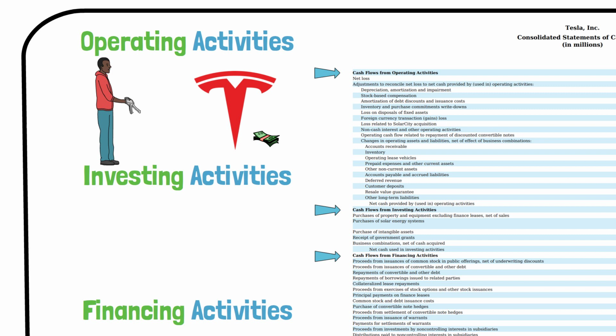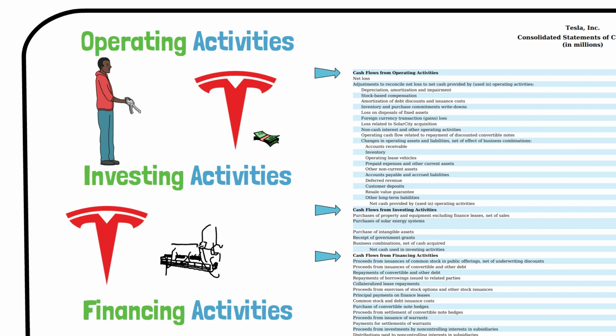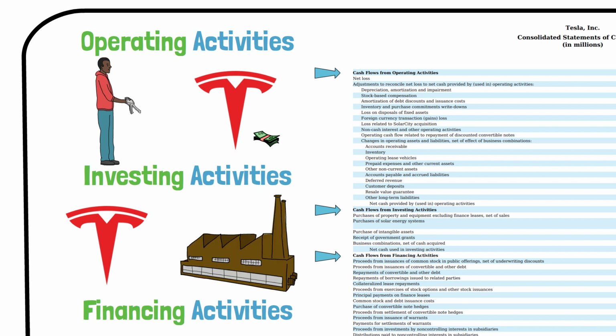Cash flow from investing activities is the amount of cash Tesla received or spent on property, plant, or equipment and other investments in their business. If Tesla were to spend money to build a new factory, it would be included in this section.